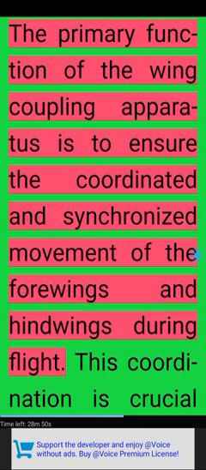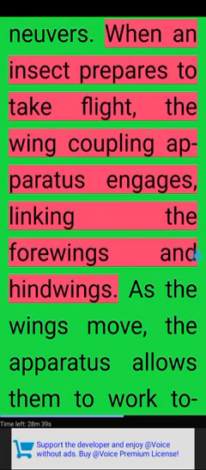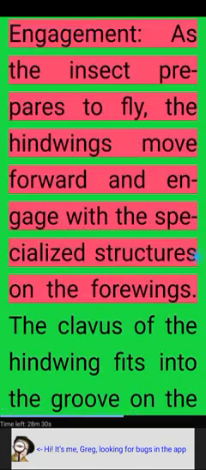Function. The primary function of the wing coupling apparatus is to ensure the coordinated and synchronized movement of the forewings and hindwings during flight. This coordination is crucial for achieving efficient and controlled flight maneuvers. When an insect prepares to take flight, the wing coupling apparatus engages, linking the forewings and hindwings. As the wings move, the apparatus allows them to work together seamlessly.